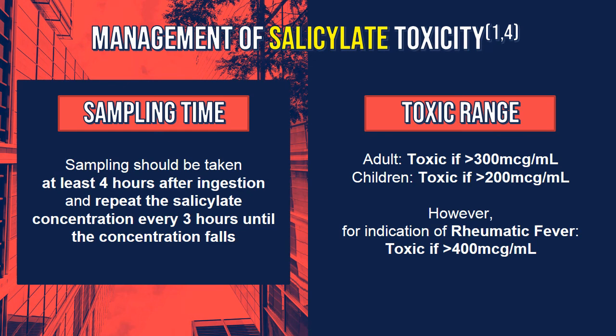Let's move on to management of salicylate toxicity. Sampling time of salicylate is at least 4 hours after ingestion, and repeat the salicylate concentration every 3 hours until the concentration falls. For the toxic range of salicylate for adults, toxic if more than 300 mcg per ml. For children, toxic if more than 200 mcg per ml. For indications of rheumatic fever, toxic if more than 400 mcg per ml.